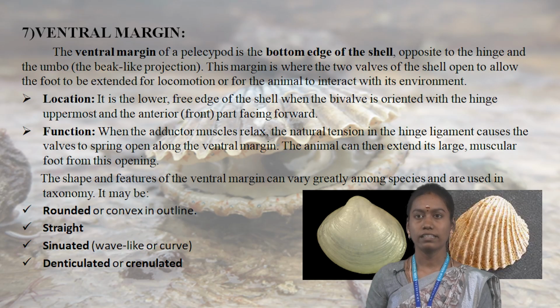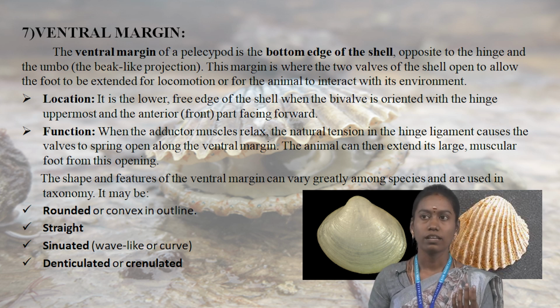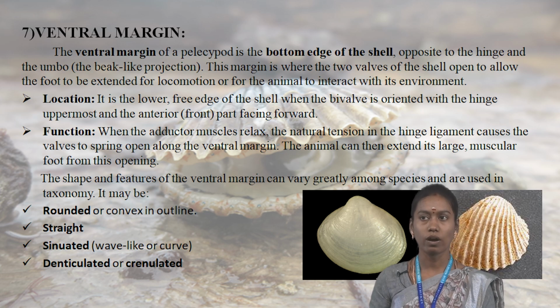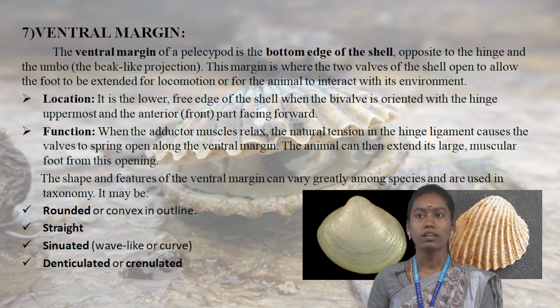Then we can see the ventral margin. The ventral margin of Pelecypoda is the bottom edge of the shell. Dorsal means the top edge of the shell, which is opposite to the hinge and the umbo. Umbo means a beak-like projection. The ventral margin is where the two walls of the shell open to allow the foot to be extended for locomotion or for the animal to interact with its environment.